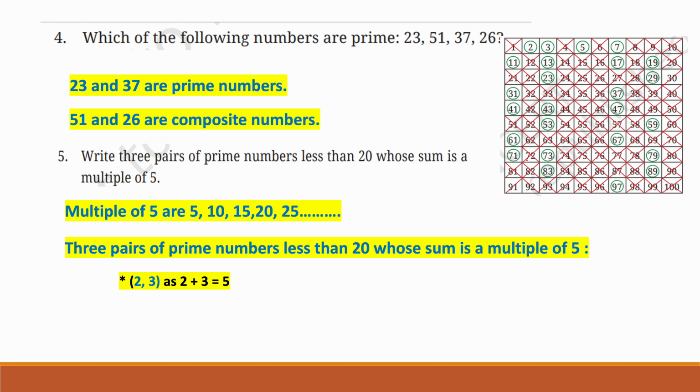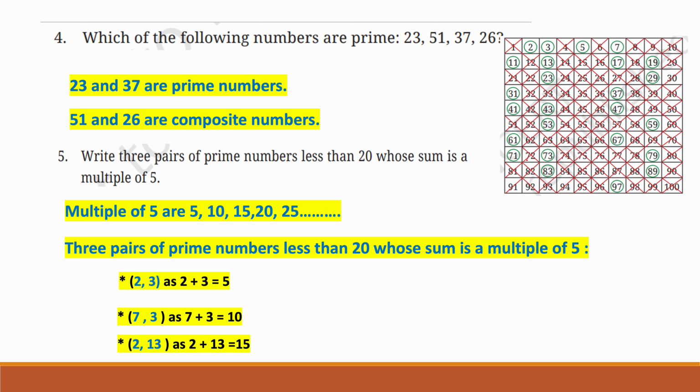as 2, 3. So 2 and 3 are prime numbers less than 20. Their sum is 2 plus 3 is equal to 5. It is a multiple of 5. The next pair, 7 and 3. 7 and 3 are prime numbers less than 20. 7 plus 3 is 10. It is a multiple of 5.